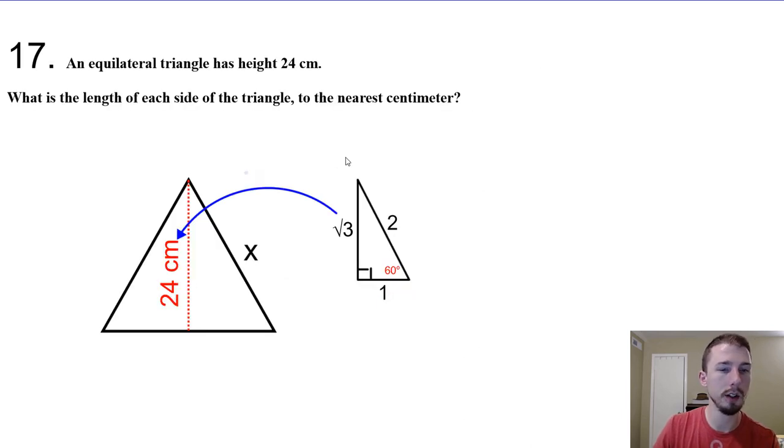All right, on an equilateral triangle, it says the height is 24 centimeters. What's the length of the side lengths of the triangle to the nearest centimeter? All right, well, the height on our scaled down version one is going to be radical 3.